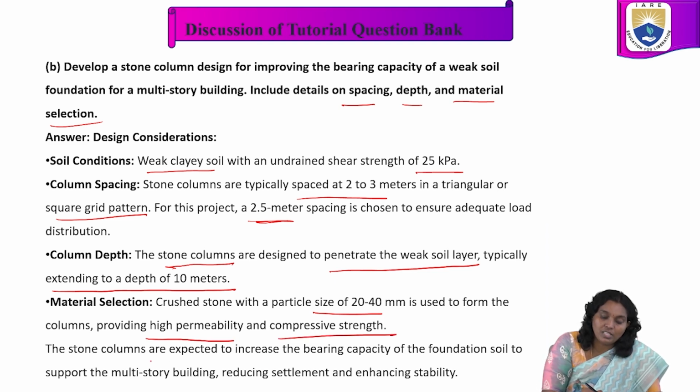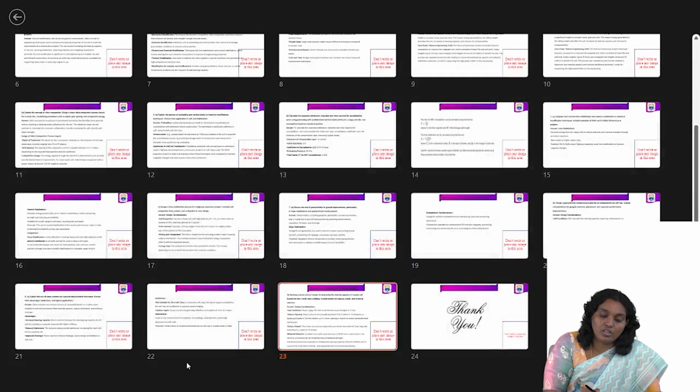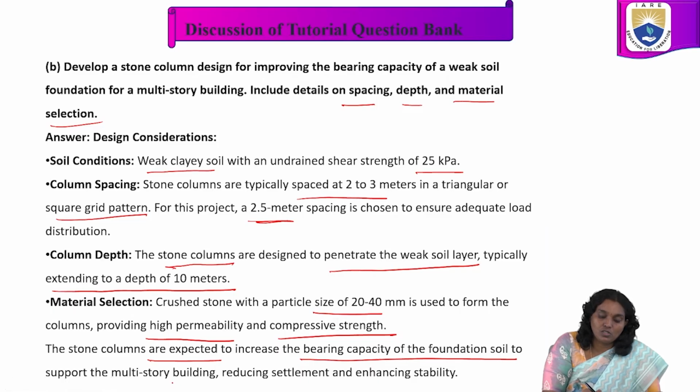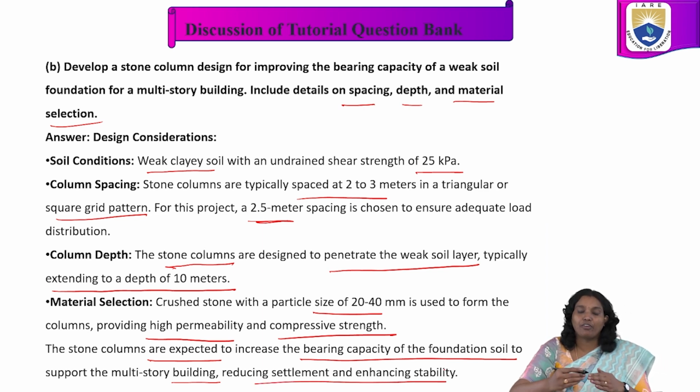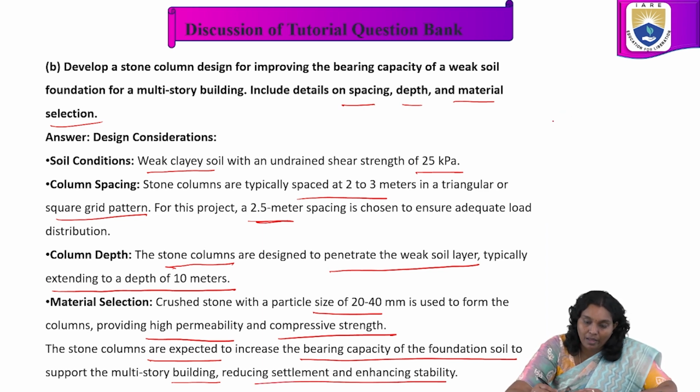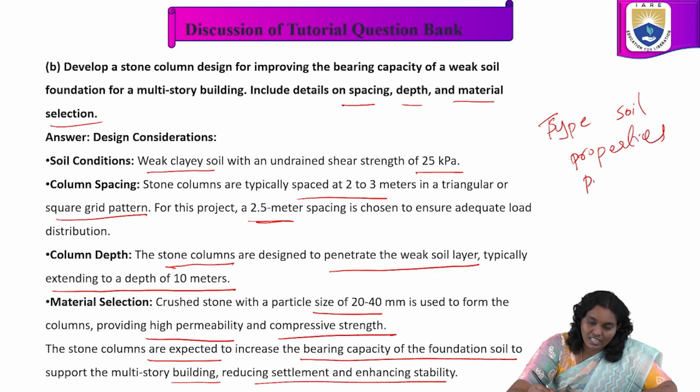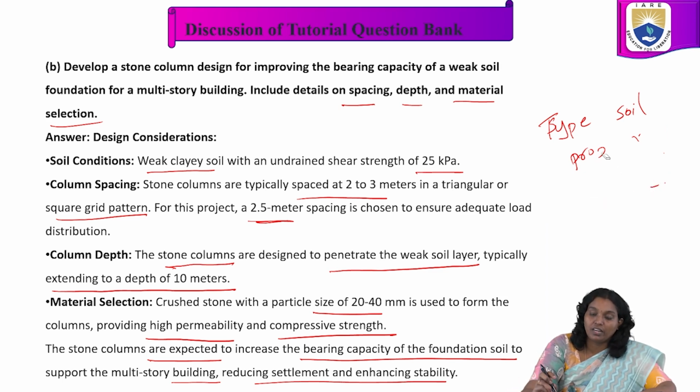The stone columns are expected to increase the bearing capacity of the foundation soil to support the multi-story building, reducing the settlement and enhancing the stability. Here, what we understand is what type of soil, which process is involved, and what kind of result we are getting. These are the things we have to include based on this particular question.